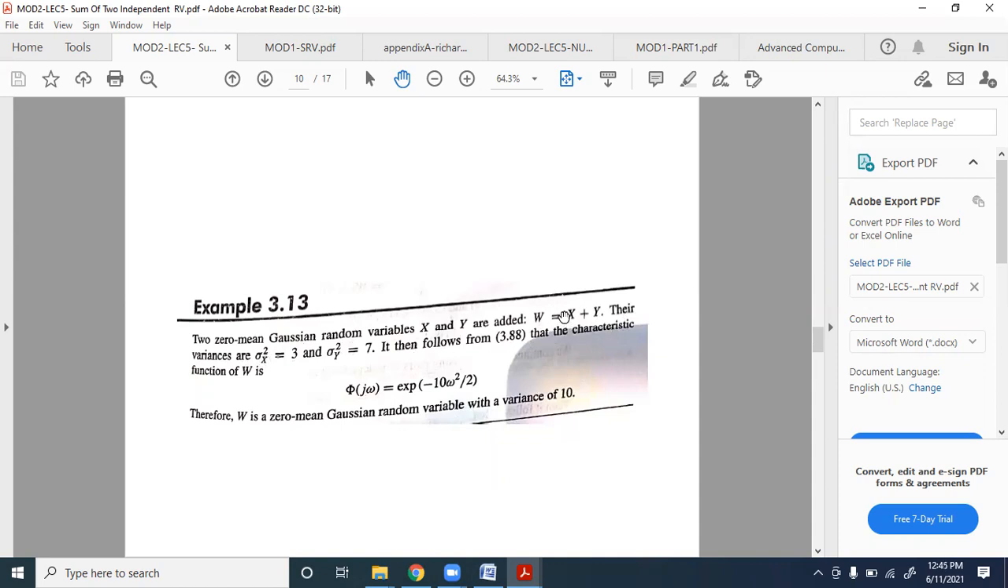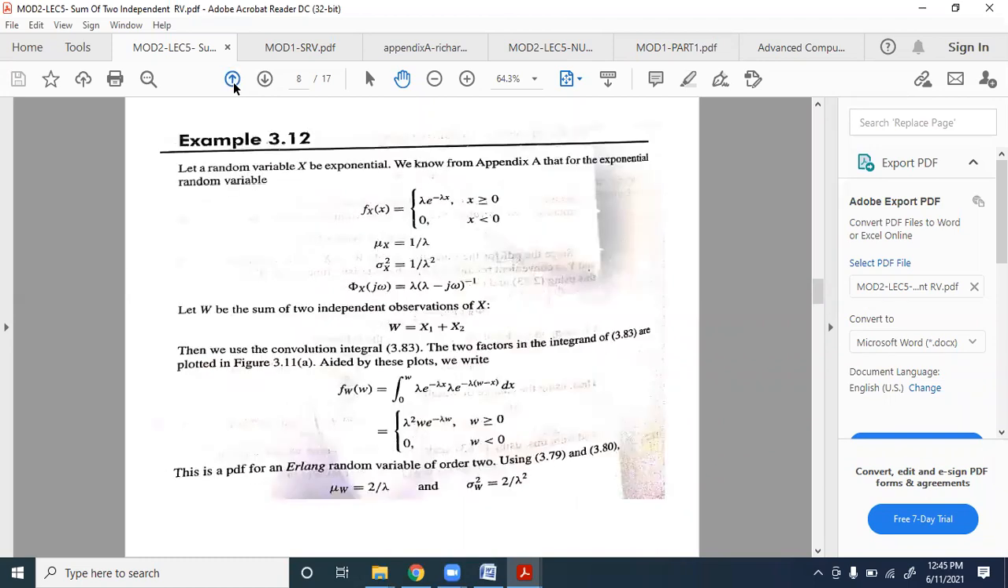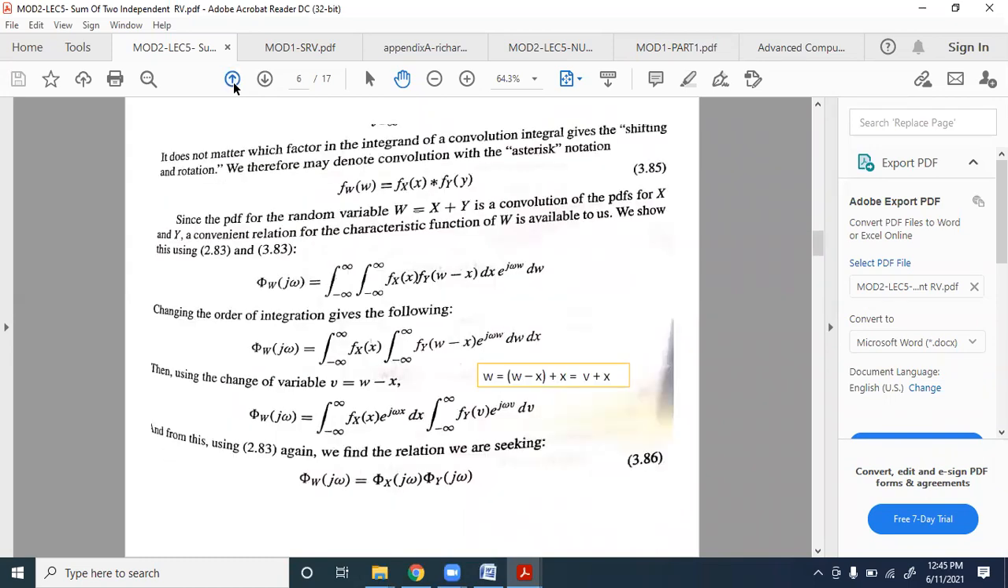So the characteristic function of w will be equal to the characteristic function of x multiplied by the characteristic function of y, because we have already derived that relationship. Okay, this relationship we have derived. When w is equal to x plus y, then the characteristic functions will get multiplied.